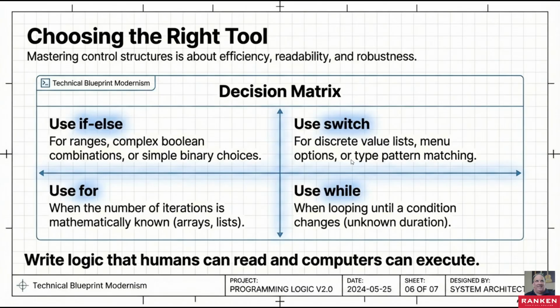If it doesn't meet any of the other ones, then you go ahead and use your default one. A while statement: you use a while statement when looping until a condition changes. So it's kind of an unknown duration. There are certain circumstances where you don't know how long you're going to be looping through something, like how many things are in something. So that's when you could use a while loop.